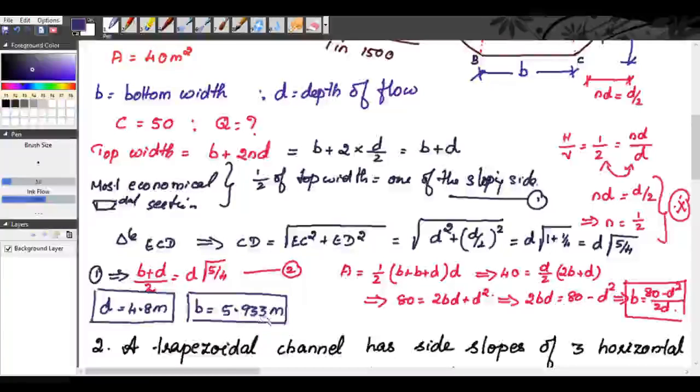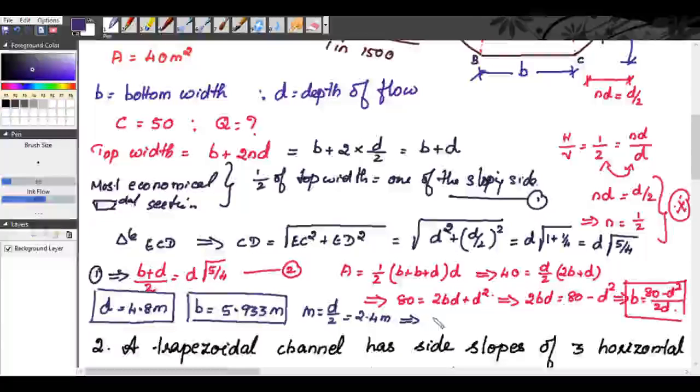Now you can find the wetted perimeter M. The condition for the most economical trapezoidal section: hydraulic mean depth M is equal to D by 2, from which you get M is equal to 4.8 by 2. So 2.4 meter.